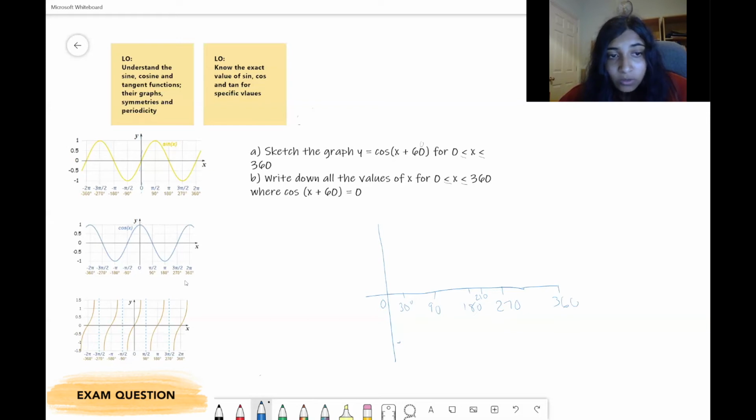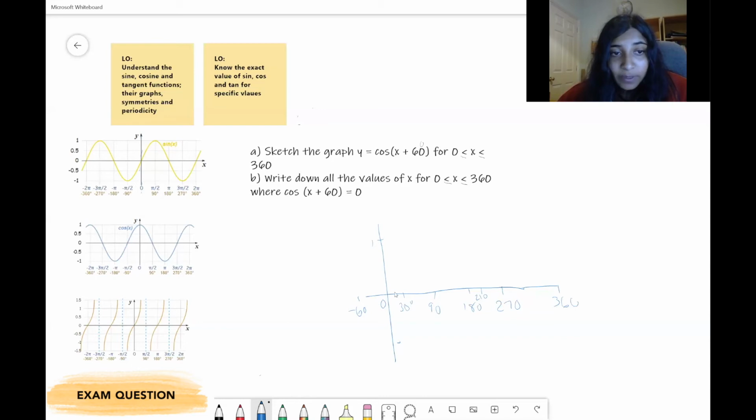And then for the other major points, the turning points, where it was 1 or minus 1. So normally when it was 1, that was at 0, but now it would be at minus 60, but we don't have to include that, but we can just leave it on for reference. But because it's only for values between 0 and 360, we don't actually need to include that.